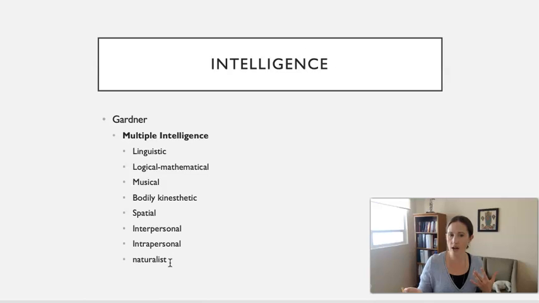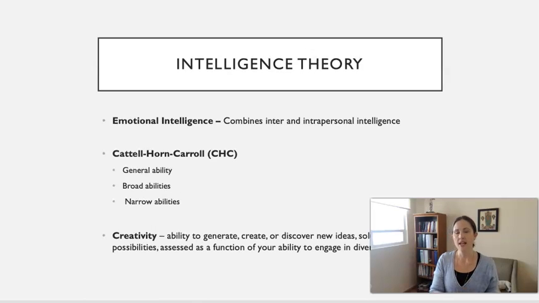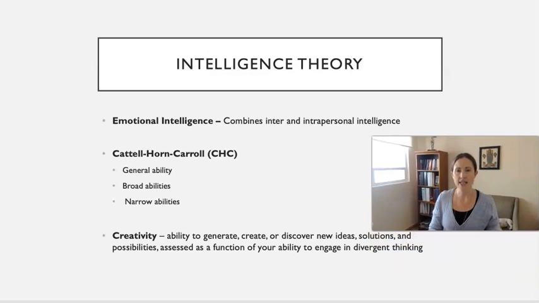Some people say it's more cognitive styles than distinct types of intelligence. It's hard to measure his different types with a traditional intelligence test, but that's his theory. And then you have the idea of emotional intelligence. Emotional intelligence combines inter and intrapersonal intelligence. So you're able to understand emotions for yourself and other people, show empathy, understand social relationships, and regulate your emotions.